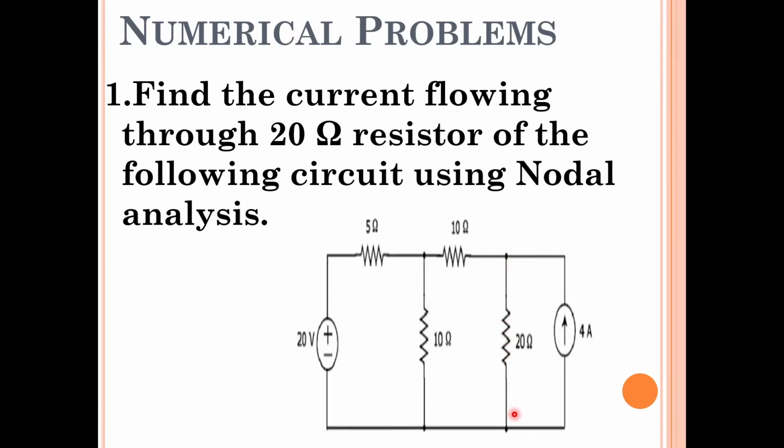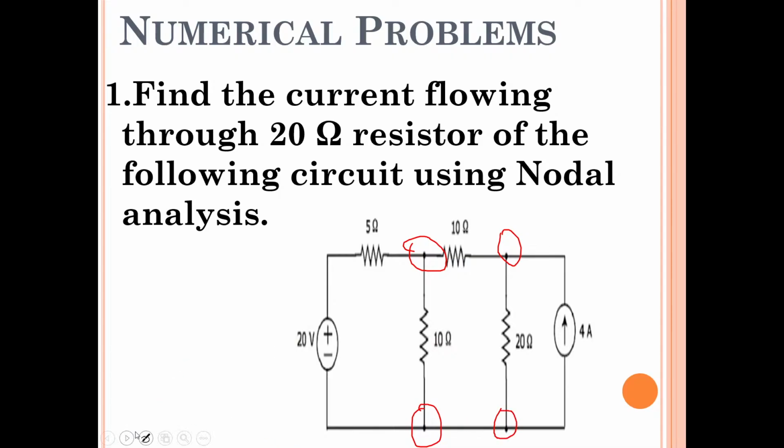Current flows to 20 ohms, and current flows to 10 ohms. Whatever current flows through this 20 ohms will return back to this 4 amperes. Some of the current may divide here and add up with the current that is coming to the 10 ohms, and it may return back to this voltage source. So this is a node, this is a node. In total, there are 4 nodes: 1, 2, 3 and 4.